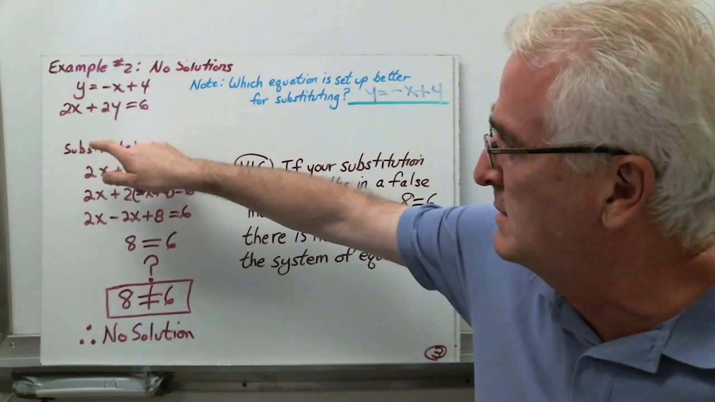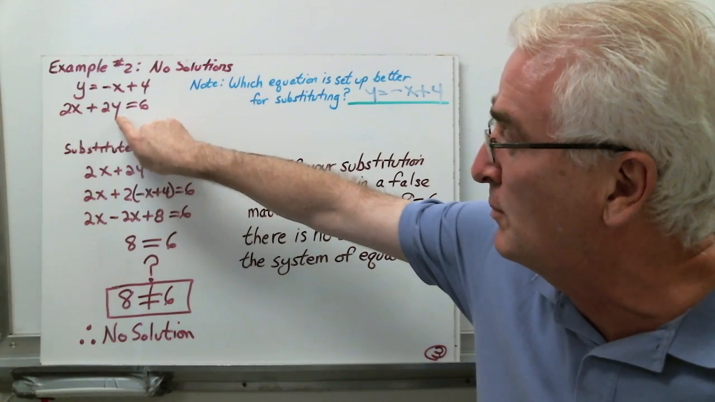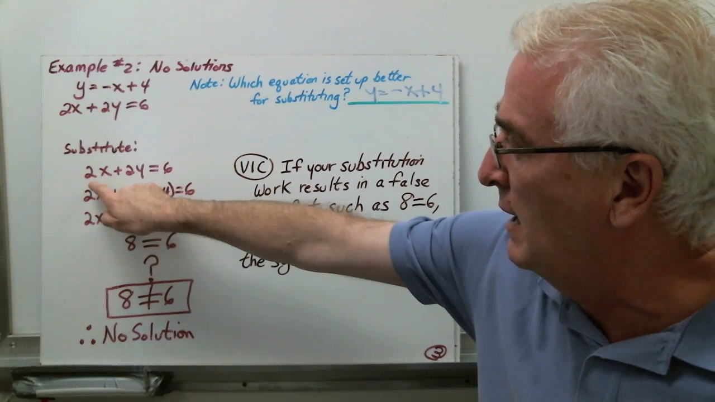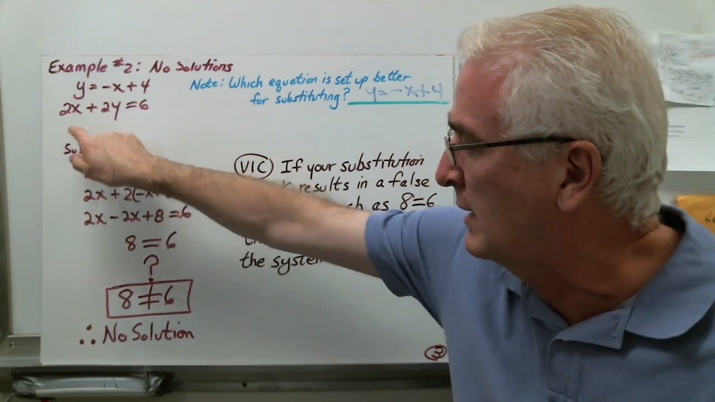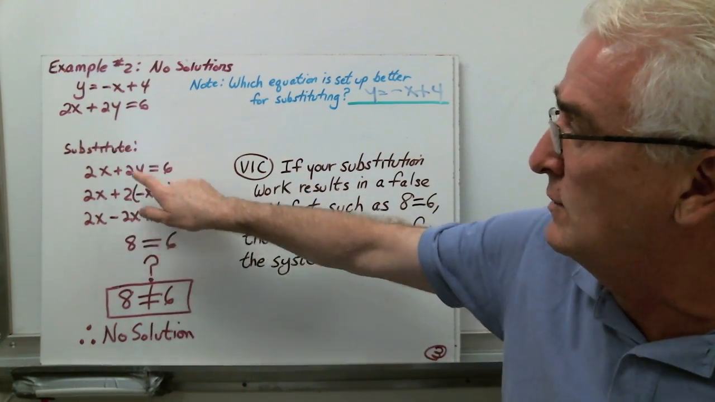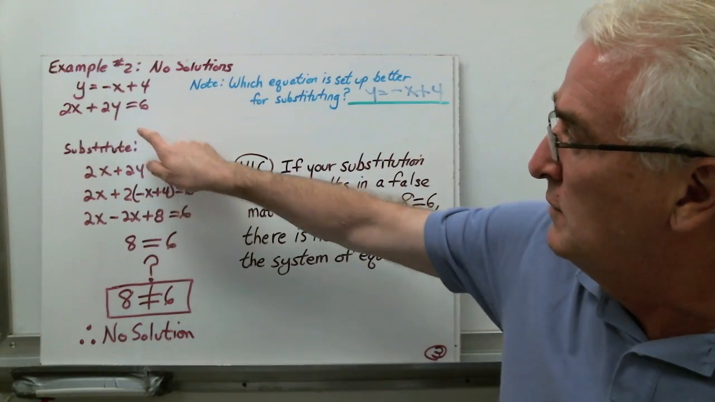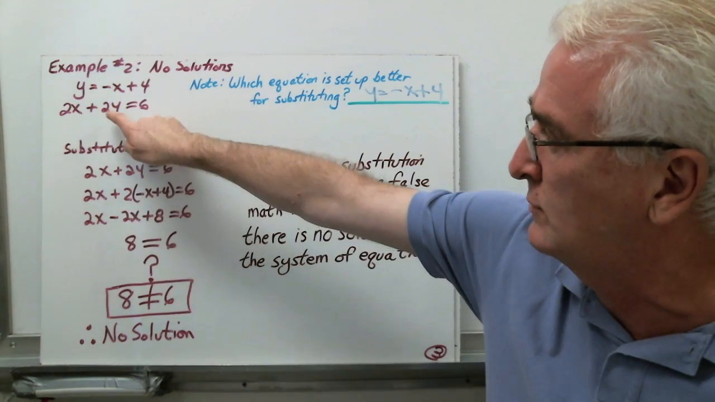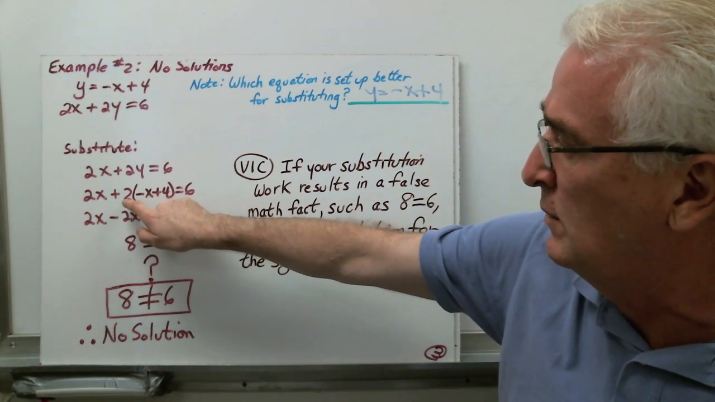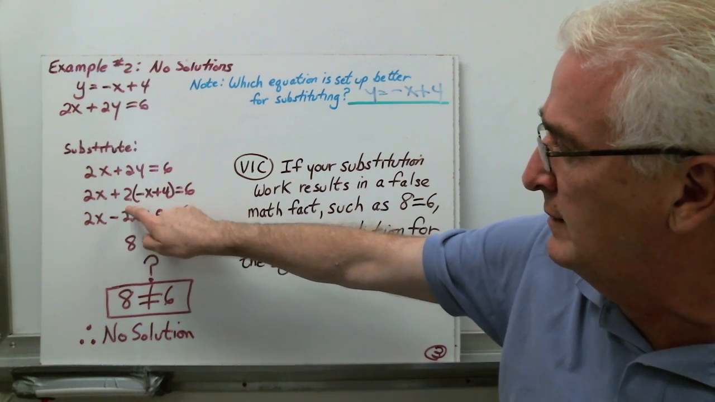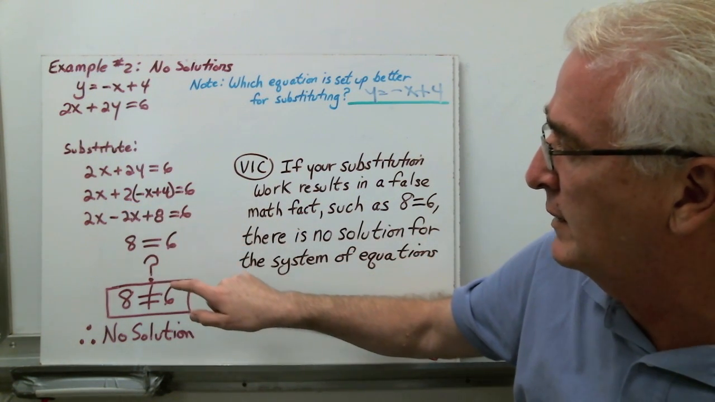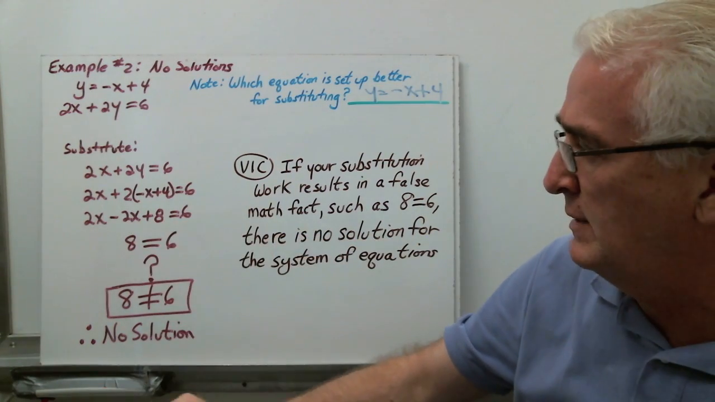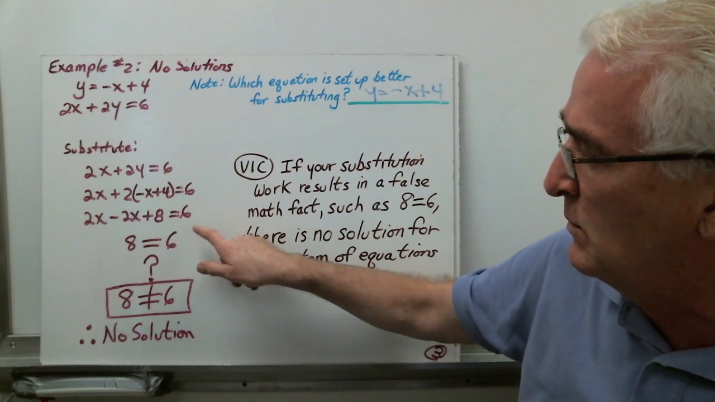So wherever we see a y in the second equation, we are going to substitute the value of y from the first equation. So we write down 2x plus 2y equals 6, our second equation, and we substitute negative x plus 4 for this y. We have to multiply it times 2 because it's 2y. So we substitute it in. 2 times negative x is a negative 2x, and 2 times 4 is 8. Notice what happens here: we have 2x minus 2x. They cancel out. They're gone. We end up with 8 equals 6.